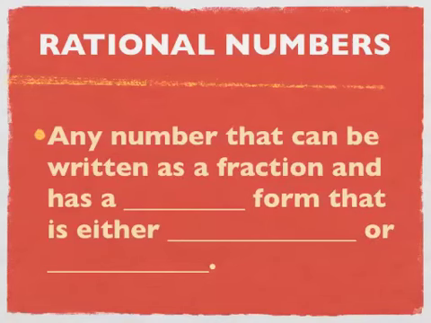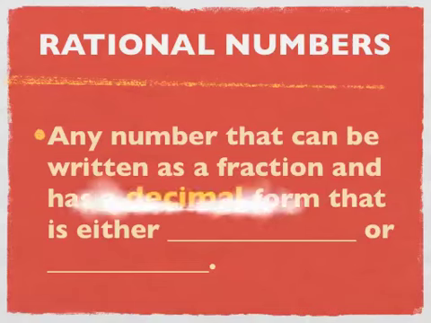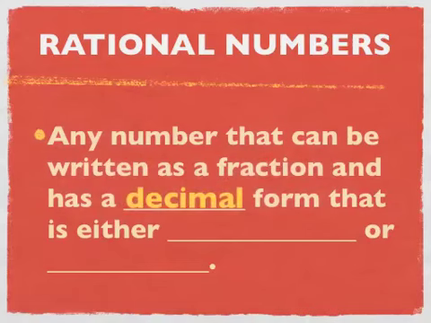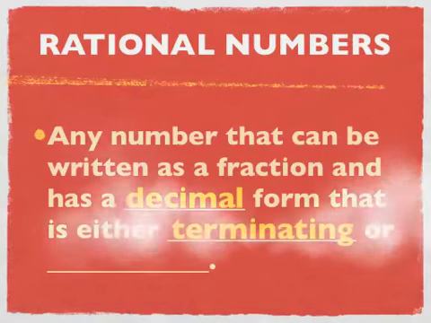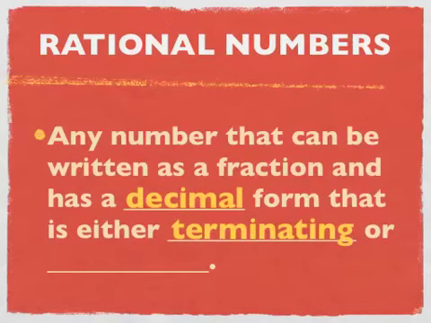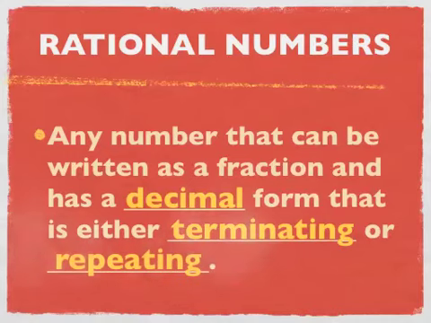Talking about rational numbers, a rational number is any number that can be written as a fraction and has a decimal form that is either terminating, which means that it has a stopping point, or repeating. If you remember, 1/3 is a great example of a repeating decimal.